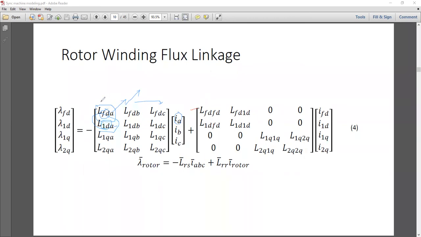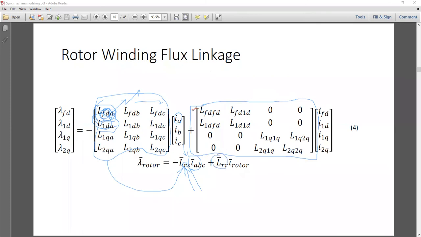So all these blocks now belong to LRS in short, meaning it is the mutual inductance between the rotor circuit and the stator circuit. Because the rotor terms appear first, FD belongs to the rotor circuit, so it is LR, then S. The last term is the stator coil. So that is LRS, mutual inductance between rotor and stator coils, and IABC comes from here. Then what is this? LRR. The name itself says it is rotor to rotor.